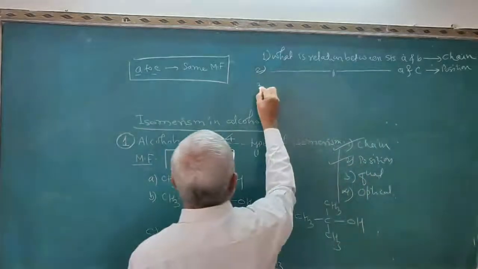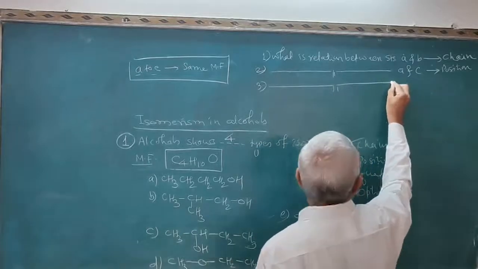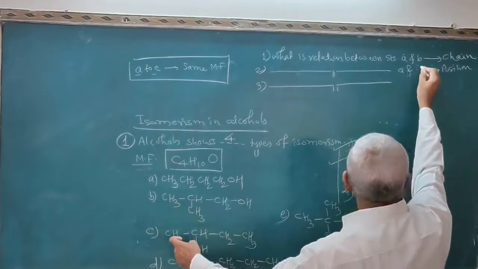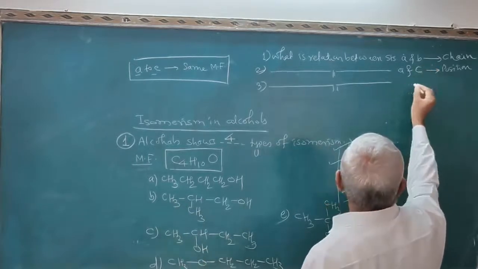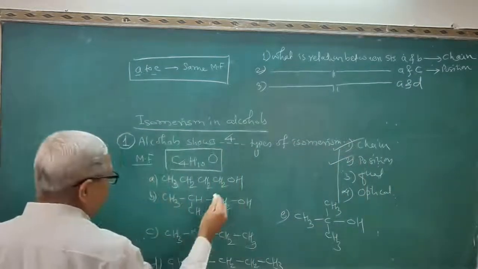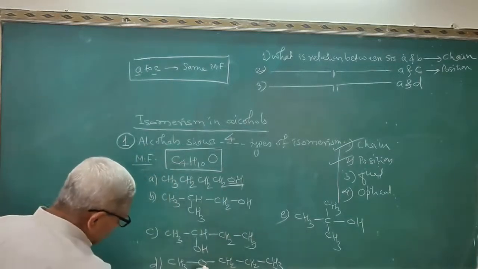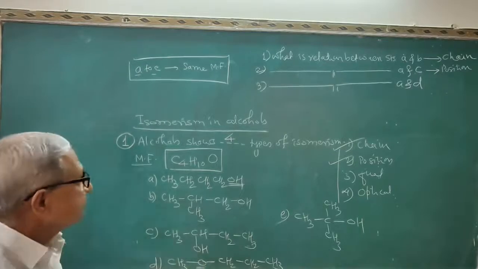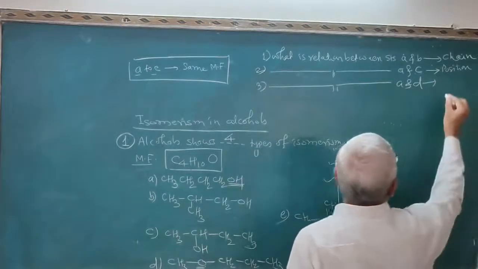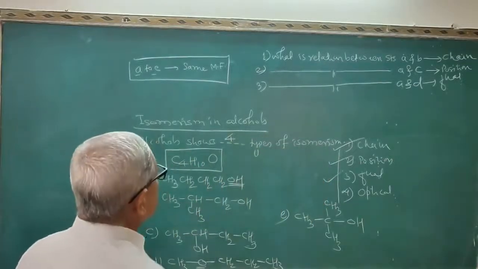Now, third question, what is the relation between the structures A and D? Now see here, the structure A contains the functional group OH, that is alcohol. Here the functional group is ether. Therefore, this is the example of functional isomerism. This is the example of functional isomerism.